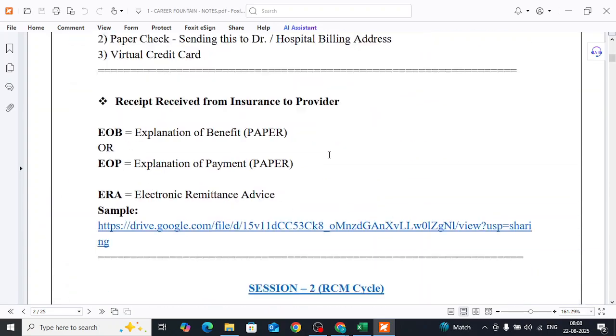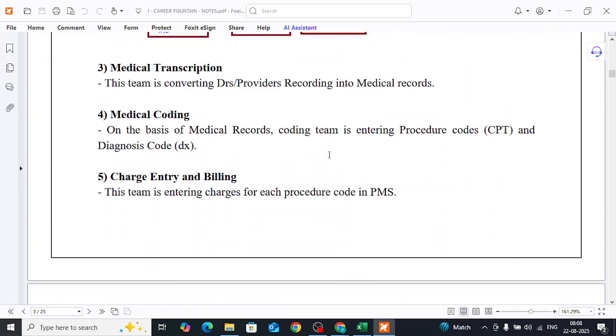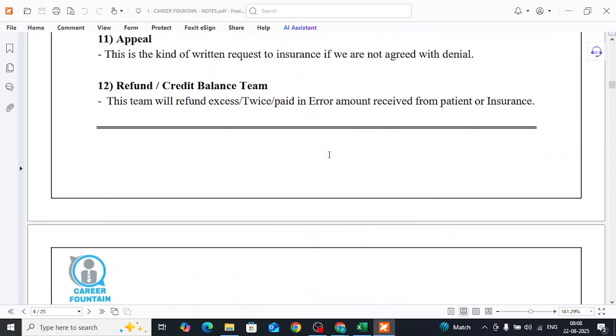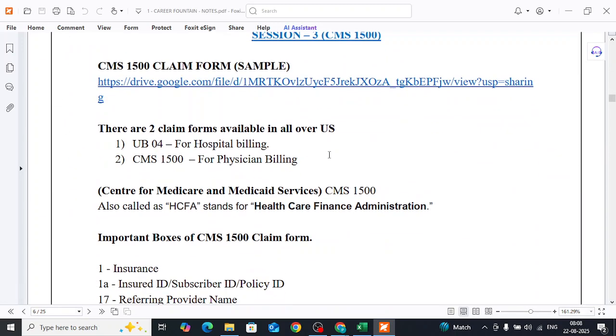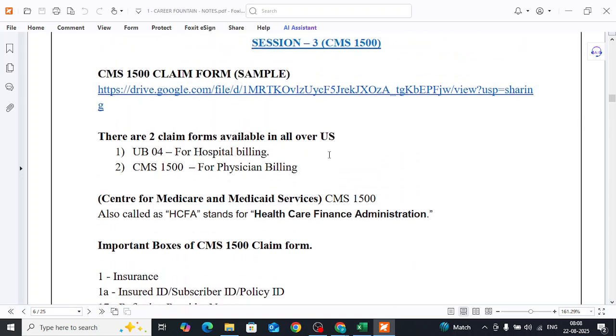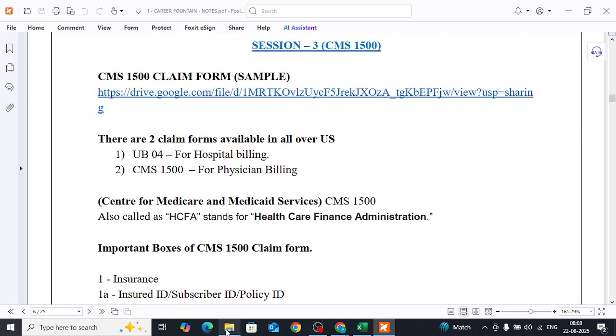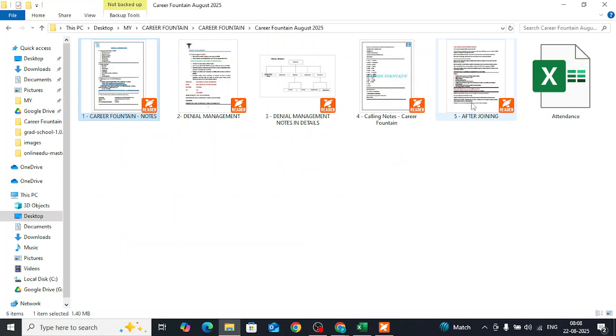Some important fields are there that need to be remembered because it's a part of your interview everywhere. They will ask you some important boxes from the CMS 1500 as well. How does it look? Let's see.